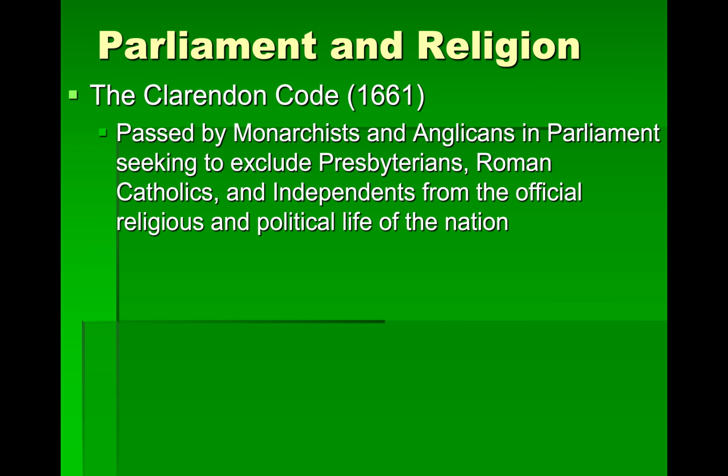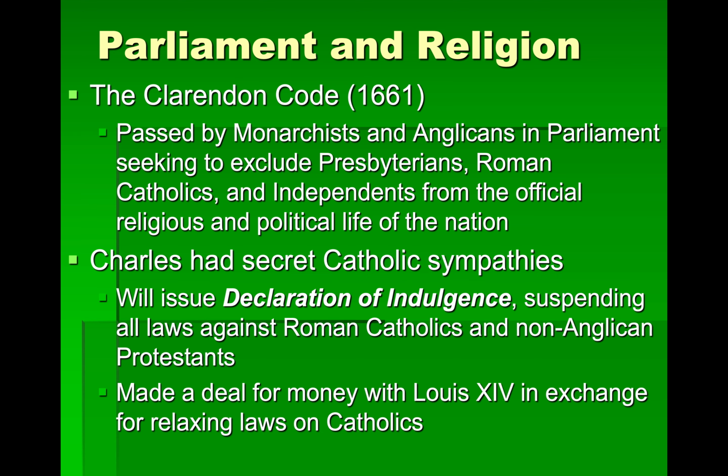All right, now we're going to see, ladies and gentlemen, some important legislation and important changes when it comes to religion. All right, the Clarendon Code of 1661. This is going to be passed by the monarchists and the Anglicans in Parliament to try to exclude other various groups from religious life. Presbyterians, Catholics, more independent religions from official religious and political life. That's not going to make the Catholics very happy. That's not going to make the Puritans very happy.